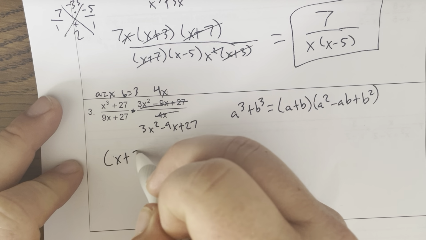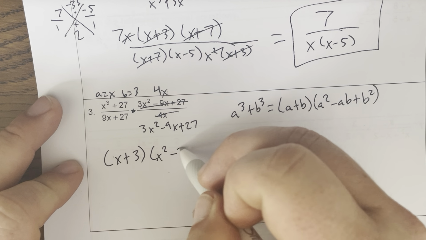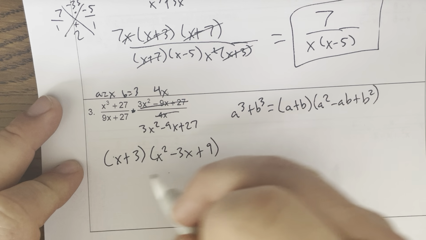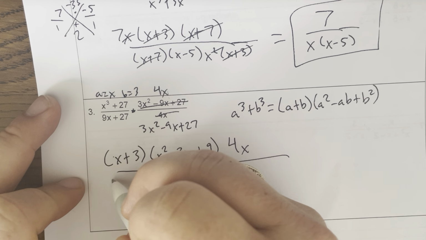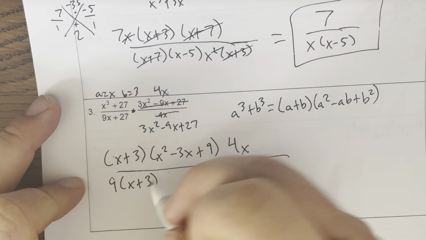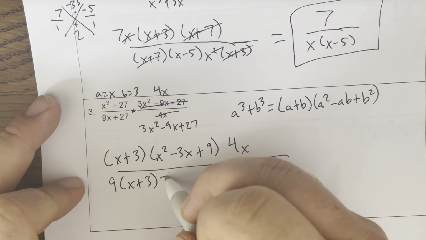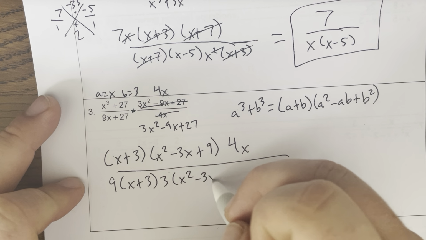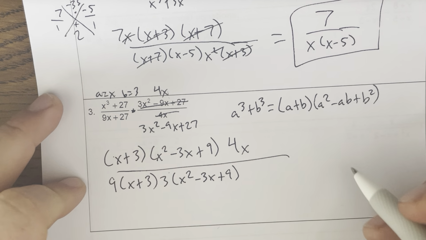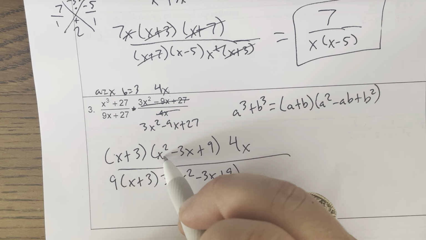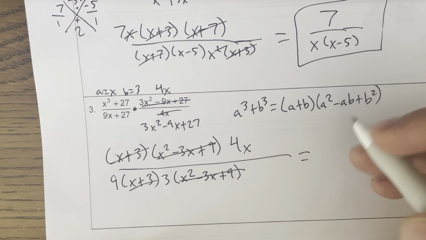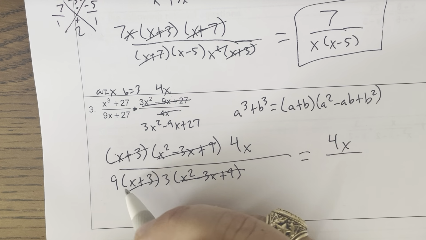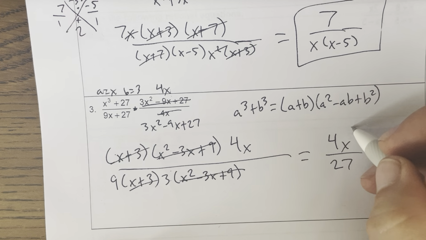And so x plus 3, x squared minus 3x plus 9. And then we have the 4x. We can take a 9 out of there to be left with x plus 3. And then we can take a 3 out of there to be left with x squared minus 3x plus 9. That doesn't factor any further, but it does cancel out with that one. That cancels out with that one. On top, we're left with 4x. And on bottom, we're left with 9 times 3, which is 27.